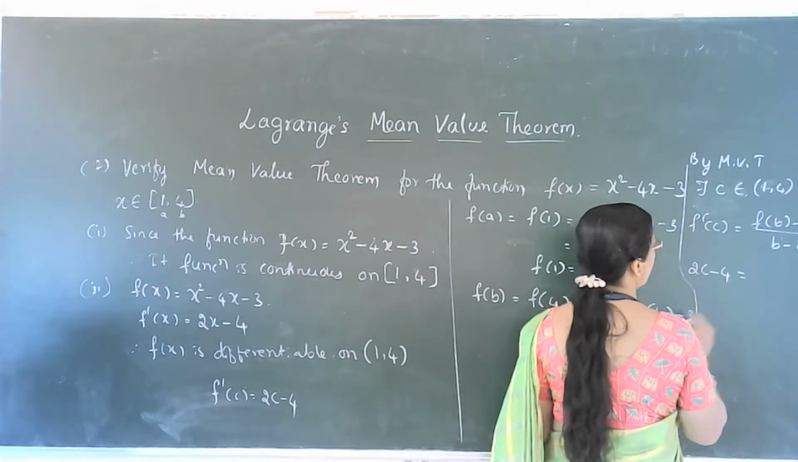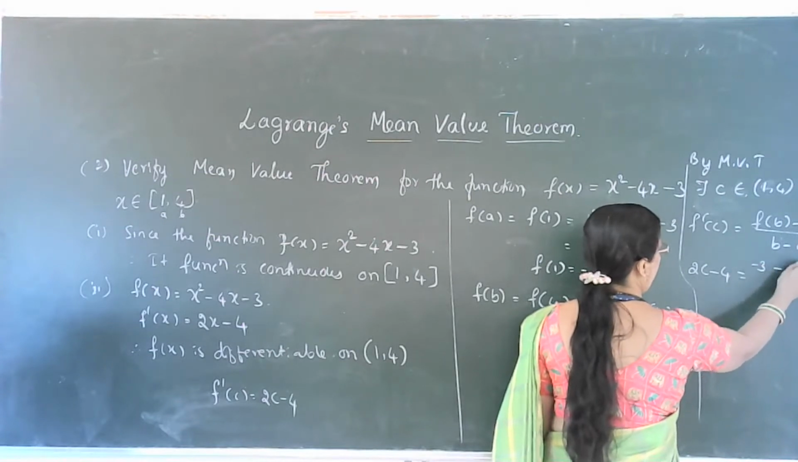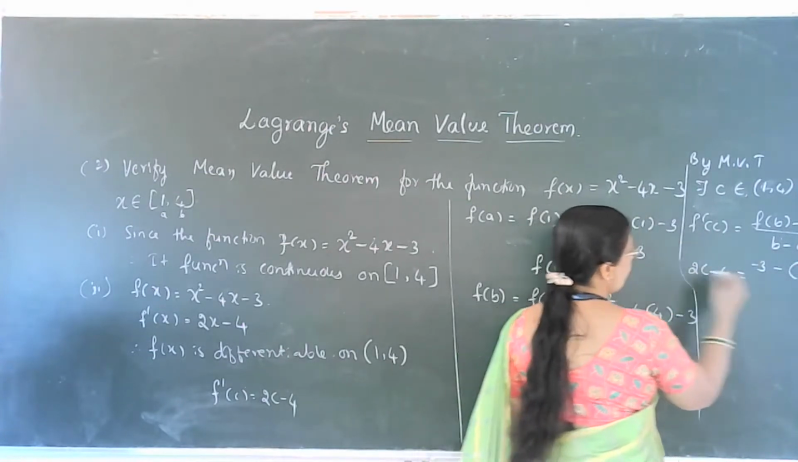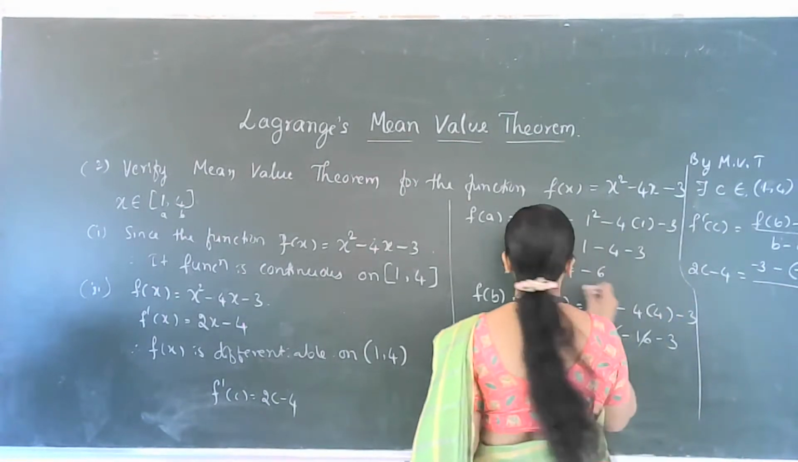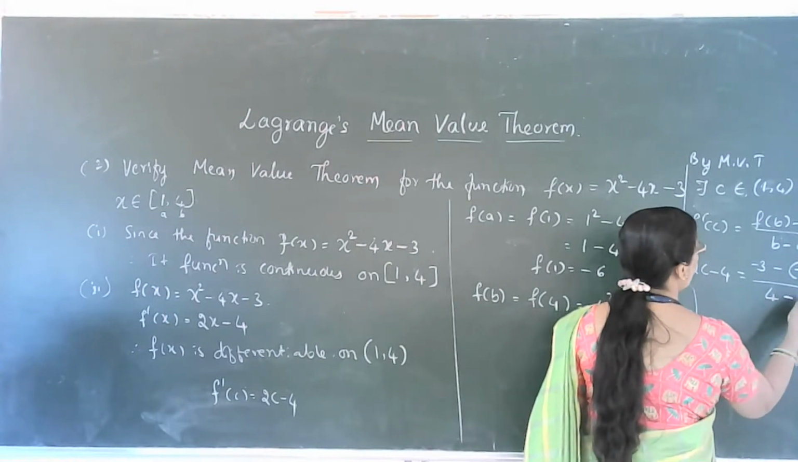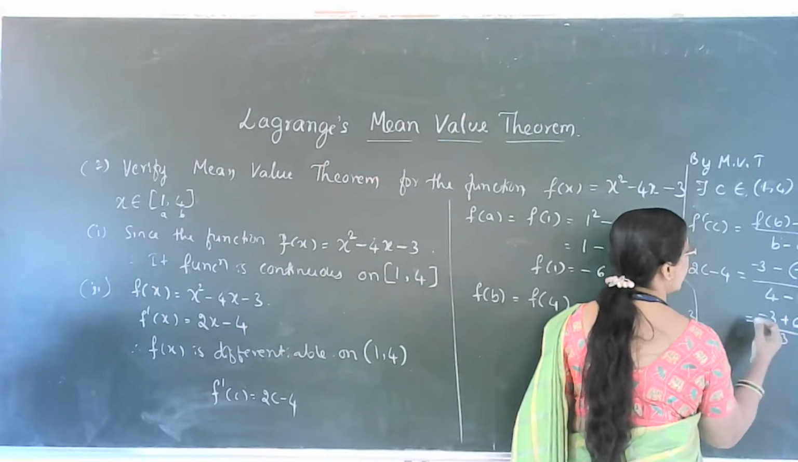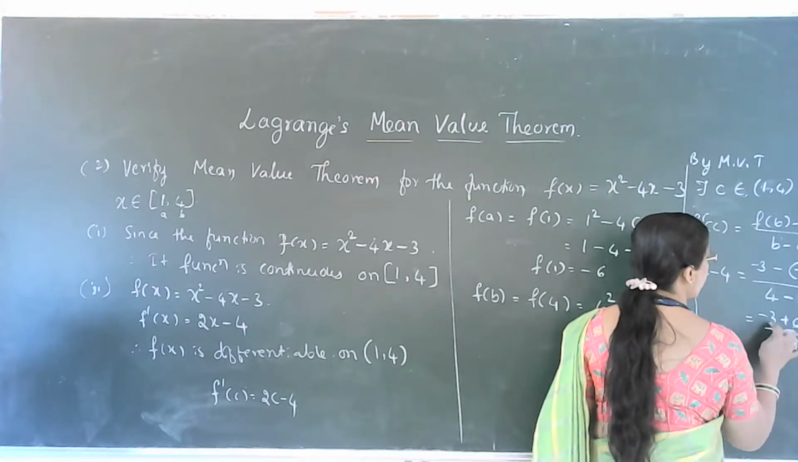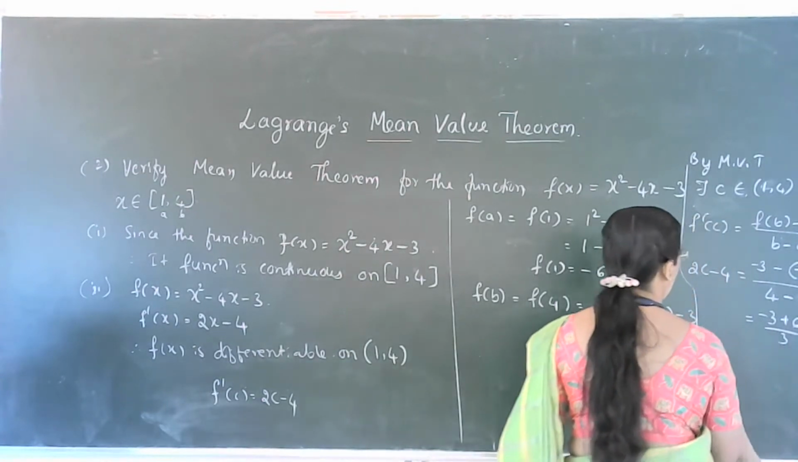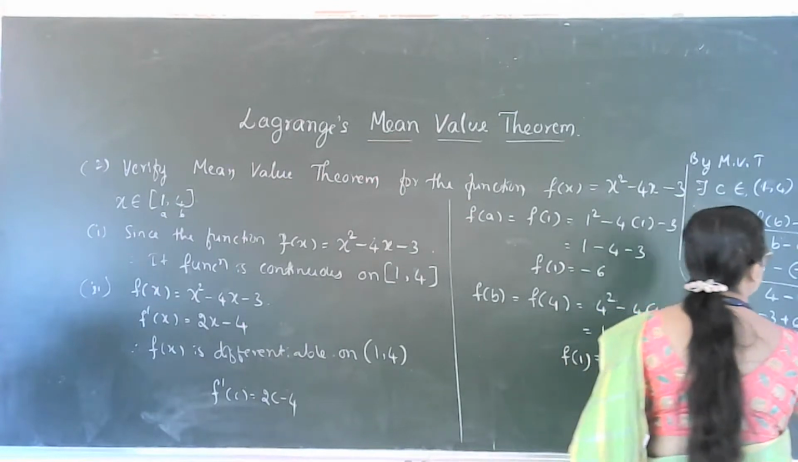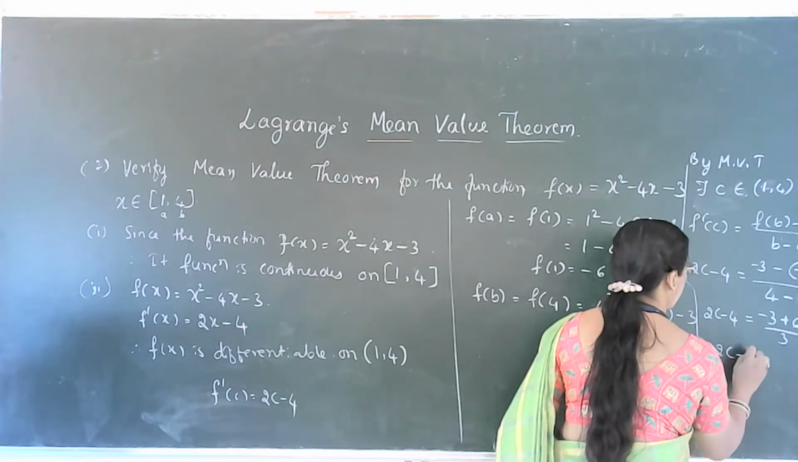2c minus 4 is equal to f of b, which is minus 3, minus f of a, which is minus 6, divided by 4 minus 1. That is minus 3 plus 6 divided by 3, which is 3 by 3, equal to 1. So 2c minus 4 is equal to 1.